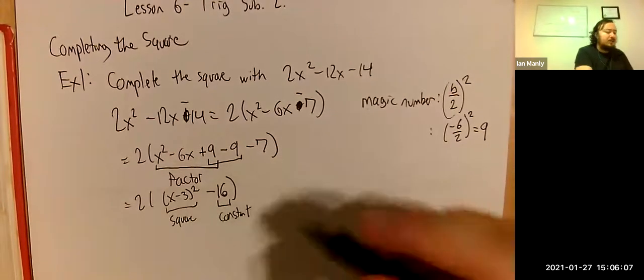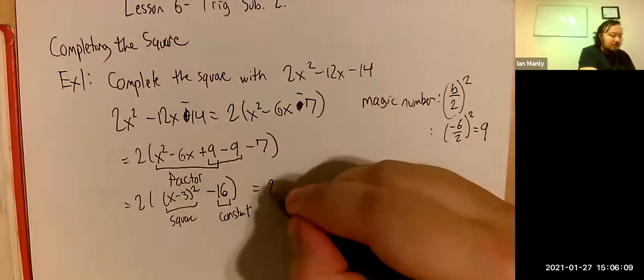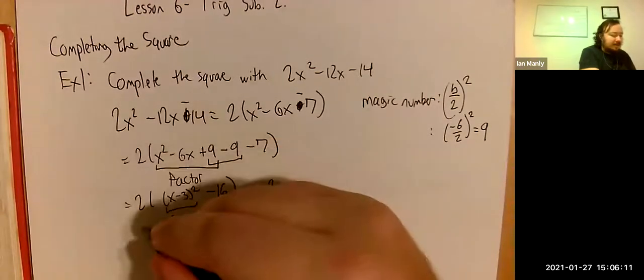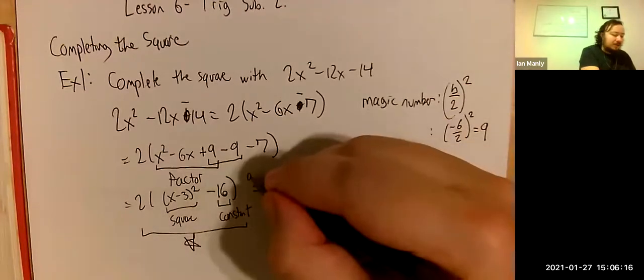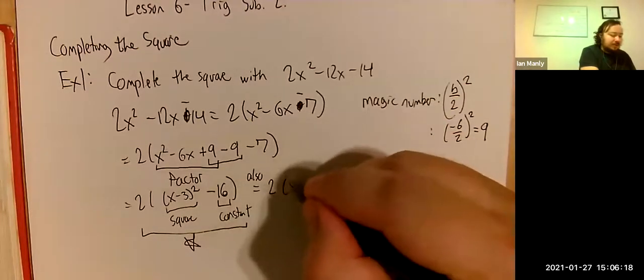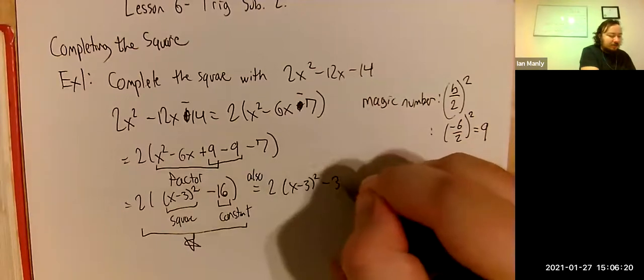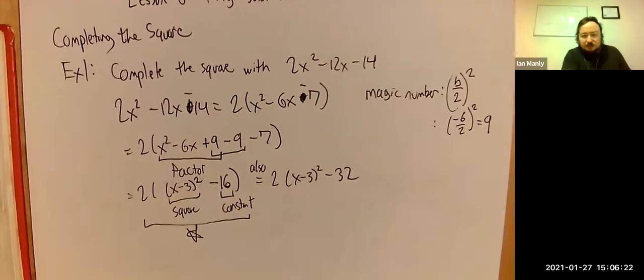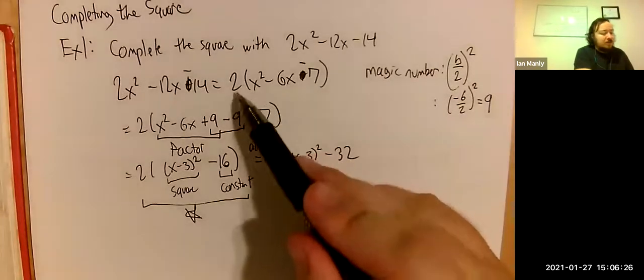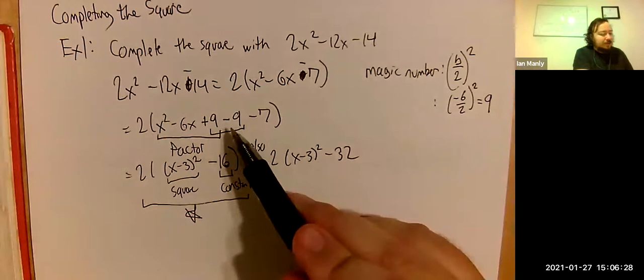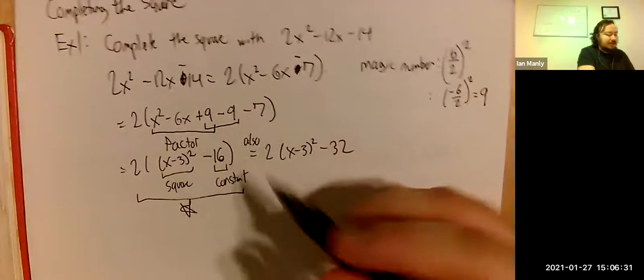And if you like, you could put back in the 2 if you want. Although usually I think we prefer it this way, you could also, if you really like to, write it like this. Not wrong to do this. All right, so now that we've had a review, we factor out the thing in front of x squared, we add the magic number, we factor, and then that's it.